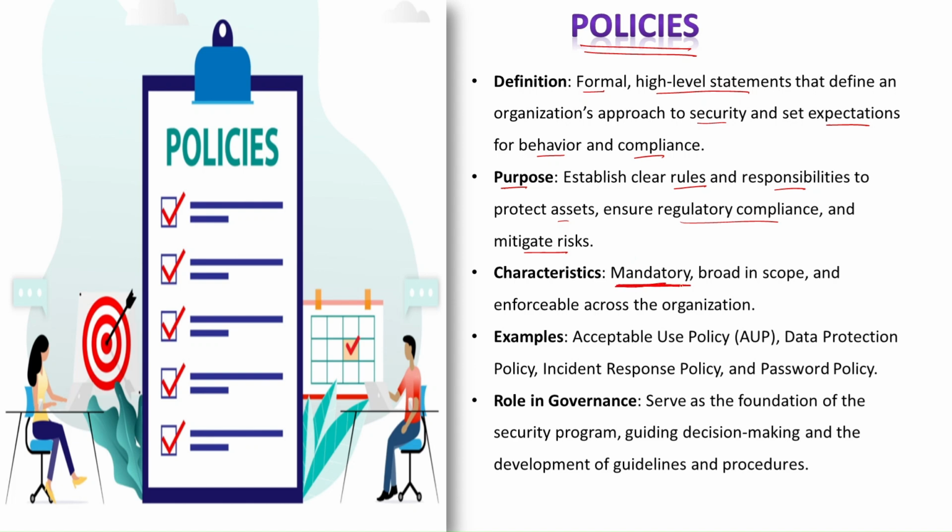The characteristics of policies are that policies are mandatory. This is important. You should remember that policies are mandatory. Following the policies is a must. They are broad in scope and enforceable across the organization. Examples of policies include acceptable use policies, data protection policies, incident response policy, and password policy. So, what is the role of policy in governance? Policies serve as the foundation of the security program, guiding decision making and the development of guidelines and procedures.